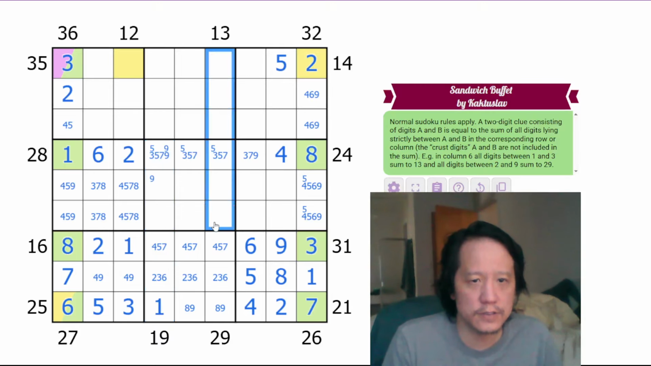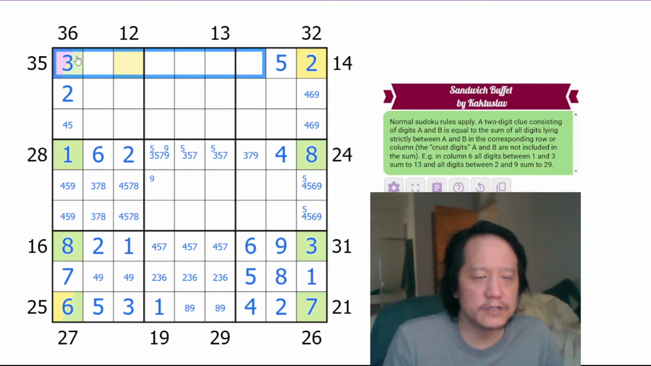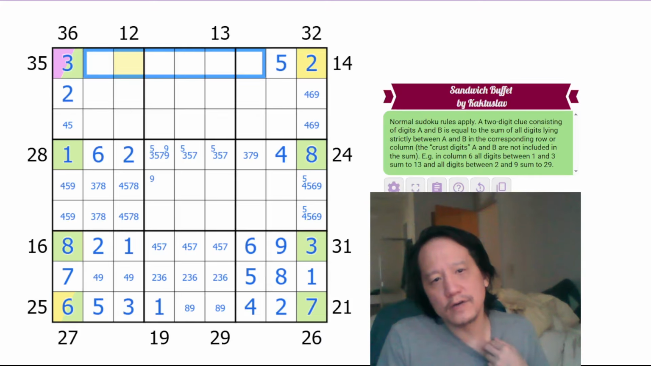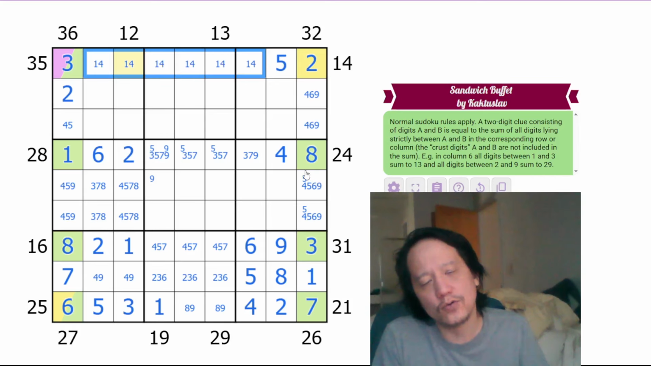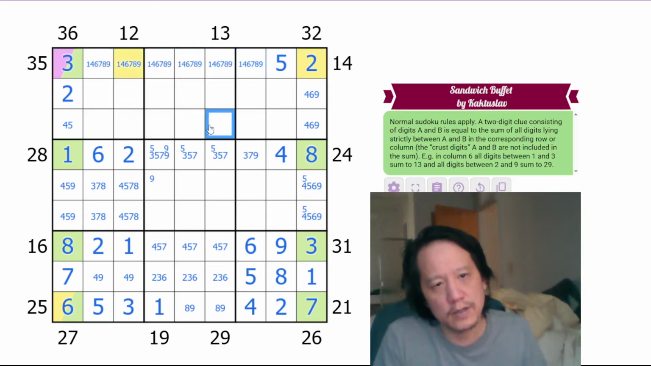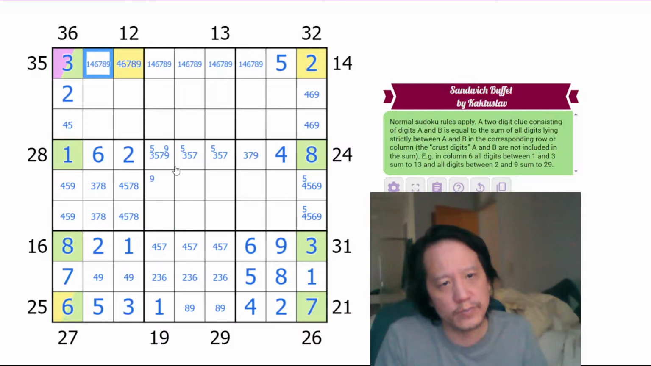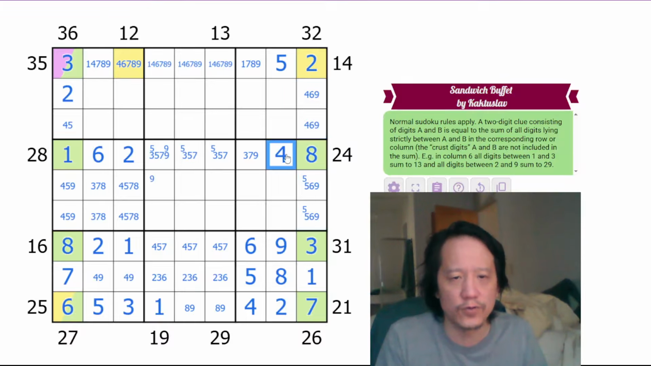19, 13. Remaining digits in row 1. We have 1, 4, 6, 7, 8, and 9. This can't be 1. This can't be 6 because we're looking at the columns. This can't be 4 or 6. 4 cannot be here because of the 4 in the box, so one of these must be 4.